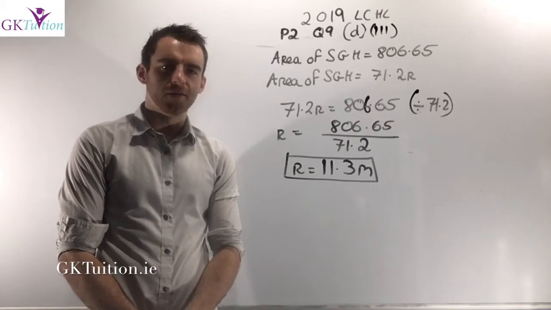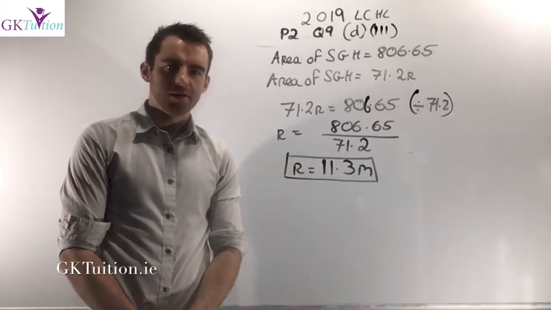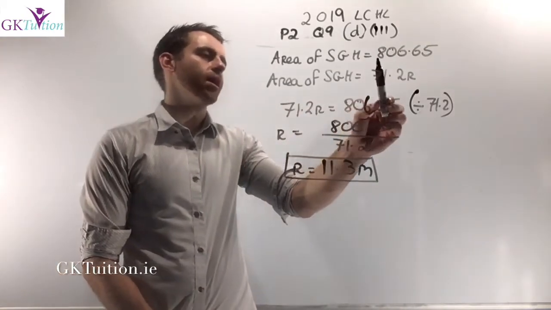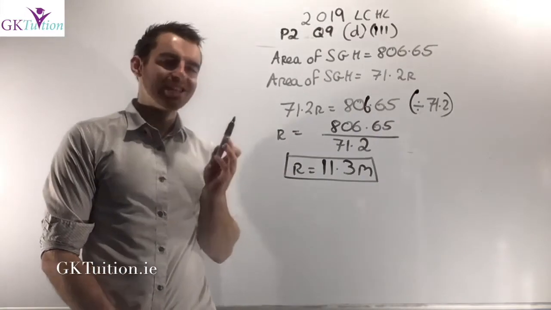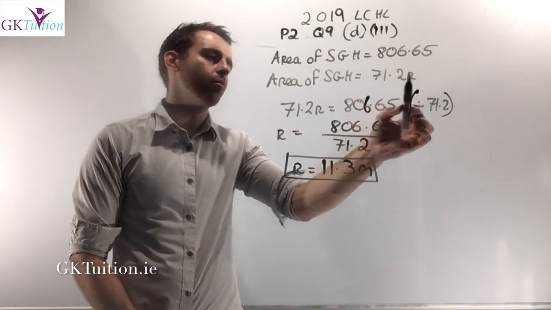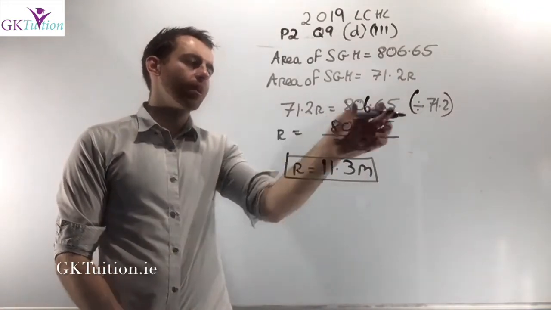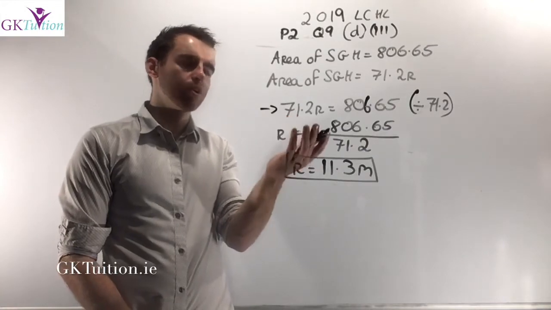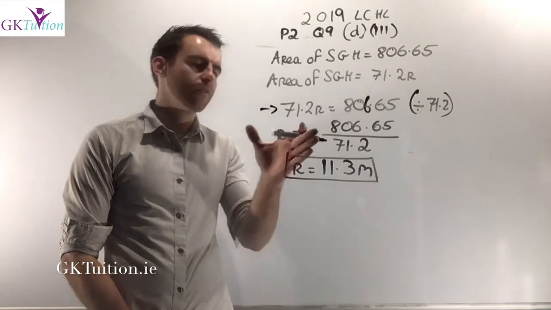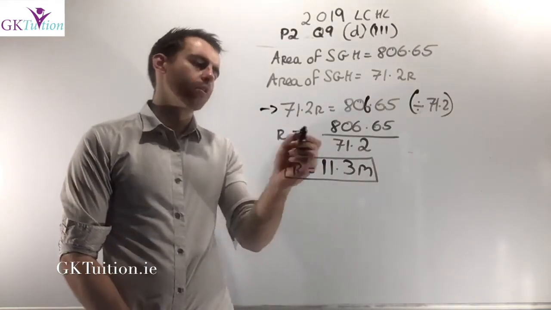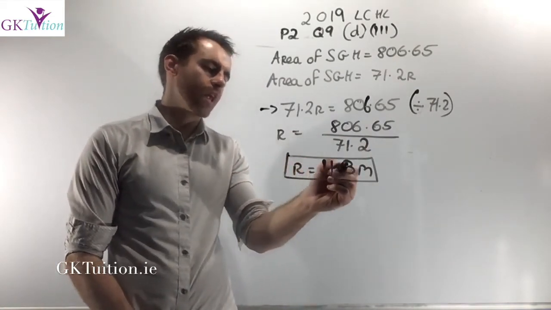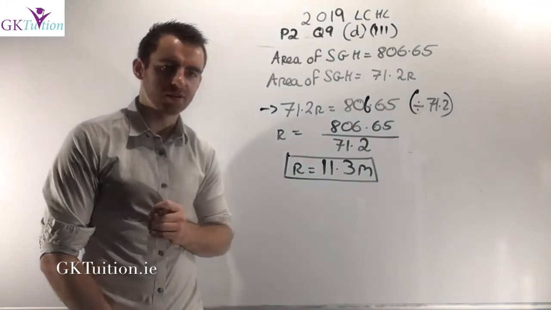For D part 3, we're asked to find the value of OR to one decimal place. Now this is very straightforward, because in C, we worked out the area of SGH was 806.65. And in D, we've worked out that the area of SGH can also be written as 71.2 OR. So I just let the two answers equal to each other, and then all of a sudden I've got one equation, one unknown, I can find OR. In order to get OR on its own here, all I need to do is divide by 71.2. So 806.65 divided by 71.2, my final answer for OR works out as 11.3 meters. And that's your final answer there.